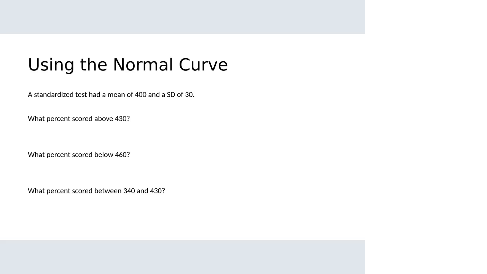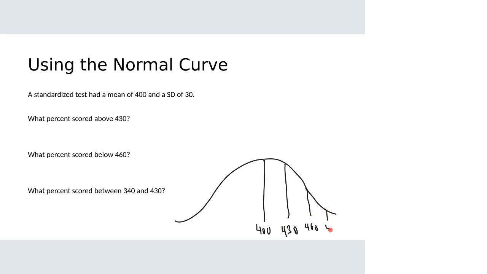A standardized test had a mean of 400 and a standard deviation of 30. First thing I'll do when I see that is sketch myself a normal curve with a mean of 400 and a standard deviation of 30. And so I'll have 30 and then 30 more and then 30 more. And on the back end, standard deviation is 30, so this goes down by 30, down by 30 again, down by 30 again. And so we've sectioned off the area under our normal curve.